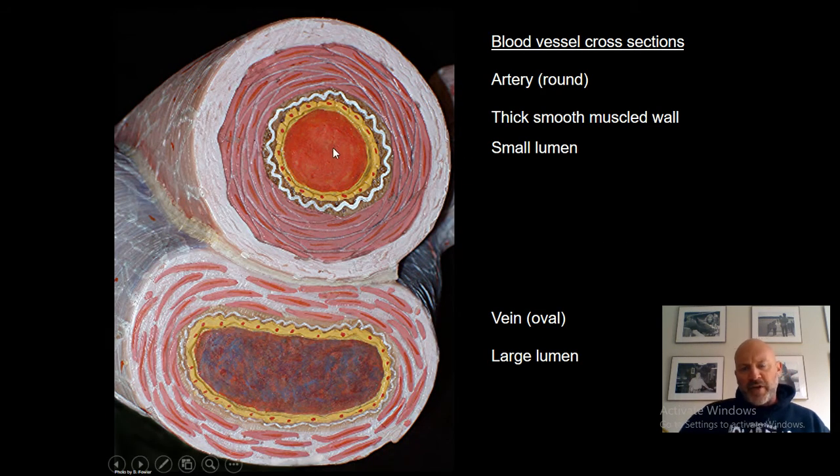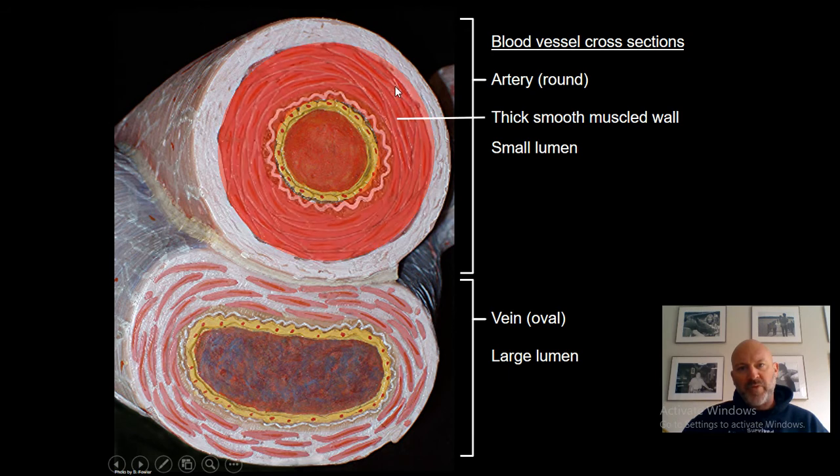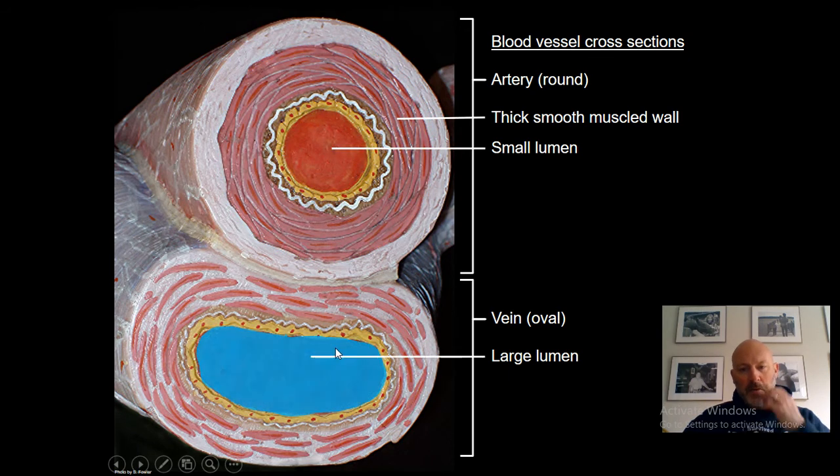This is another angle. This looks like a cross section here. And on the top, we have an artery. Again, smaller lumen, but thicker wall, right? Thicker muscular wall, smaller lumen. The vein has a much larger lumen, right?